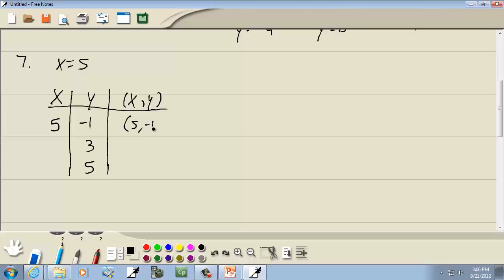So this point would be (5, -1). Now we go plug 3 in for y, but there's no y, so our x is just 5. So this would be (5, 3). We go to plug the 5 in for the y, there is no y, so our x is just 5. So this will be the point (5, 5). And again, it's pretty straightforward. When you got x equals a number, your x value is always the same. Now if we had y is equal to a number, your y values would always be equal to whatever that value is.